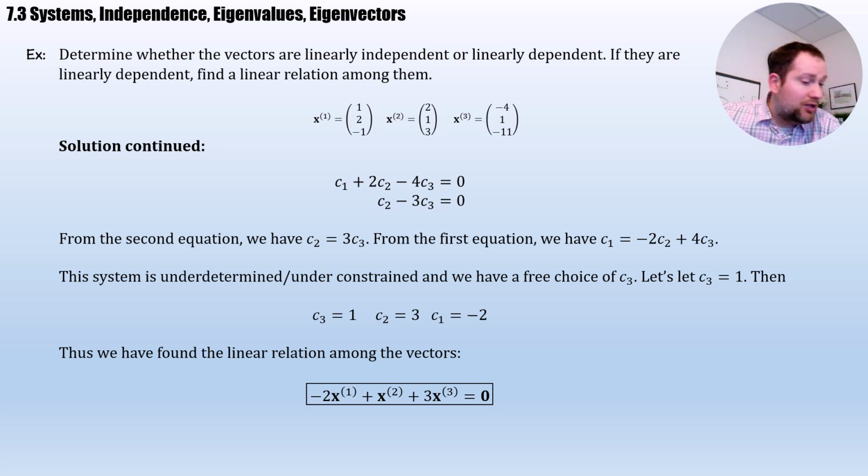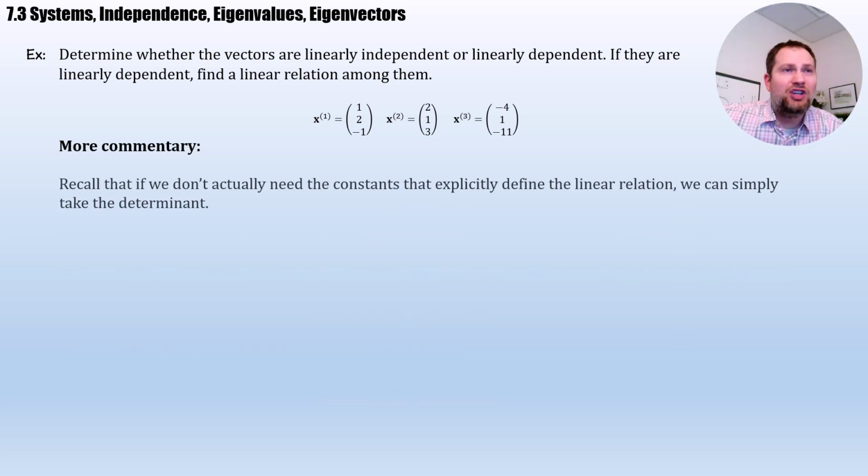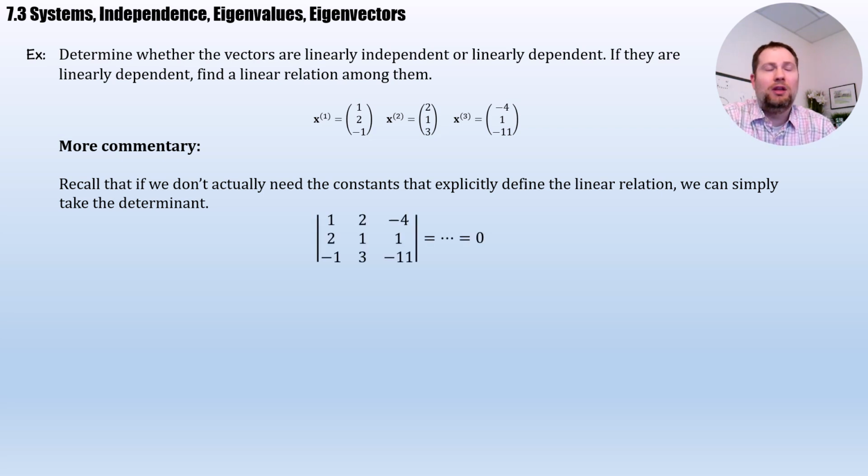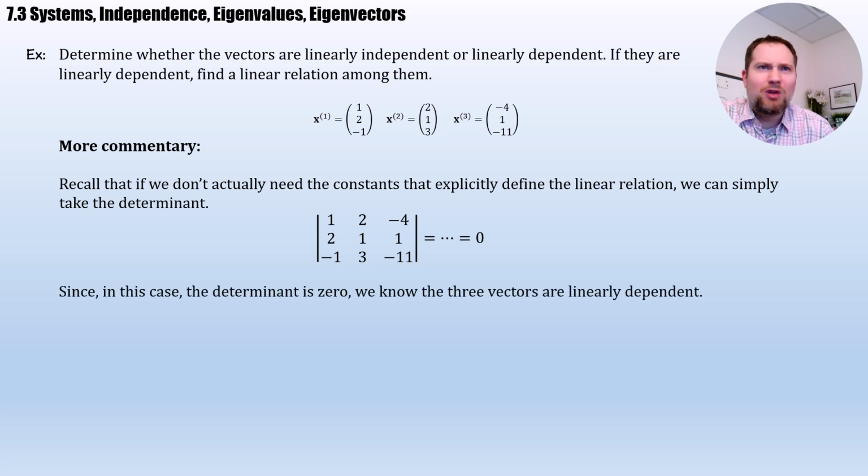And in fact, you can do that as a check here as well. You don't actually have to find the dependency if it's not asked. Now here it is asked in this problem. It says if they are linearly dependent, find a linear relationship among them. So we did that. But if all we wanted to know right out the gate is whether they are linearly independent or dependent, then we could just check the determinant really quickly. For this set of vectors, we put them in a matrix like this, and we get something that's 0.